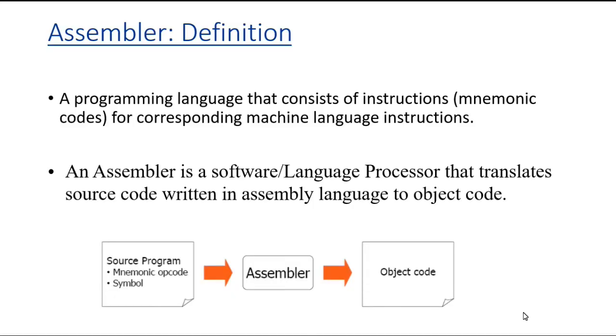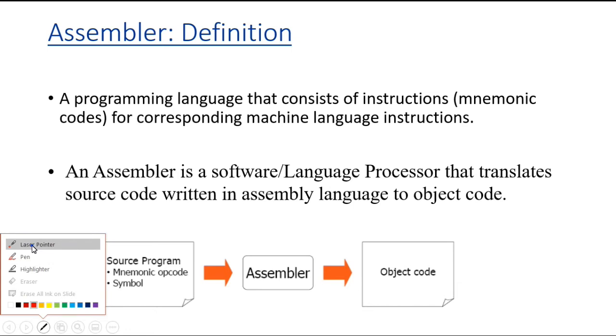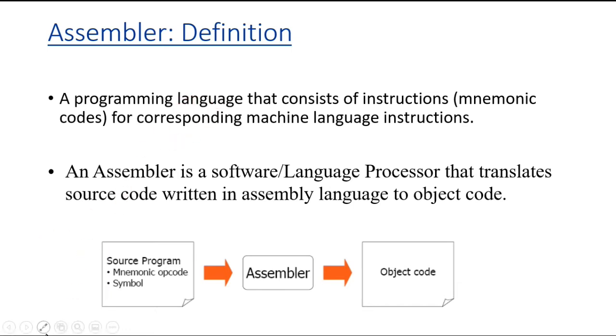So what is an assembly language? An assembly language is a programming language. First, we should make sure that an assembly language is a language, not a hardware, but a software. And it consists of instructions, and the instructions of assembly language are called mnemonic codes. Each instruction in the assembly language corresponds with an instruction in the machine language.